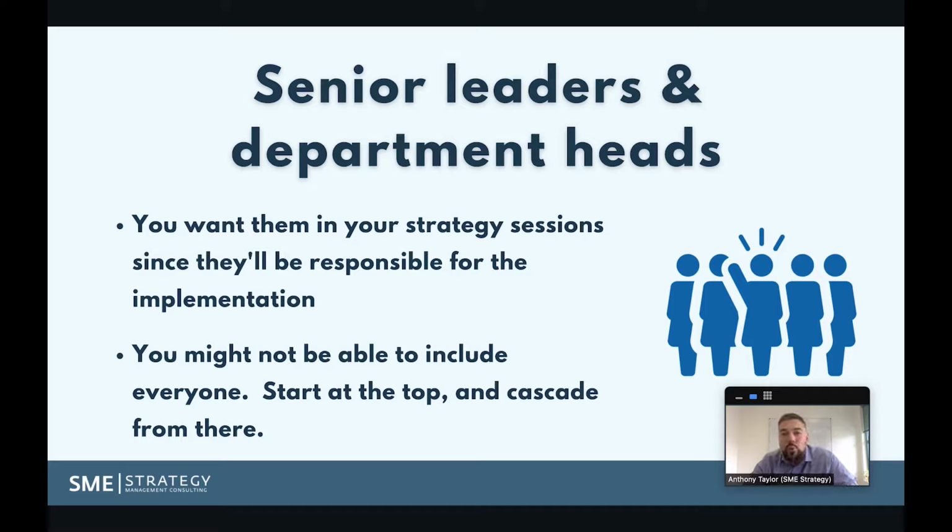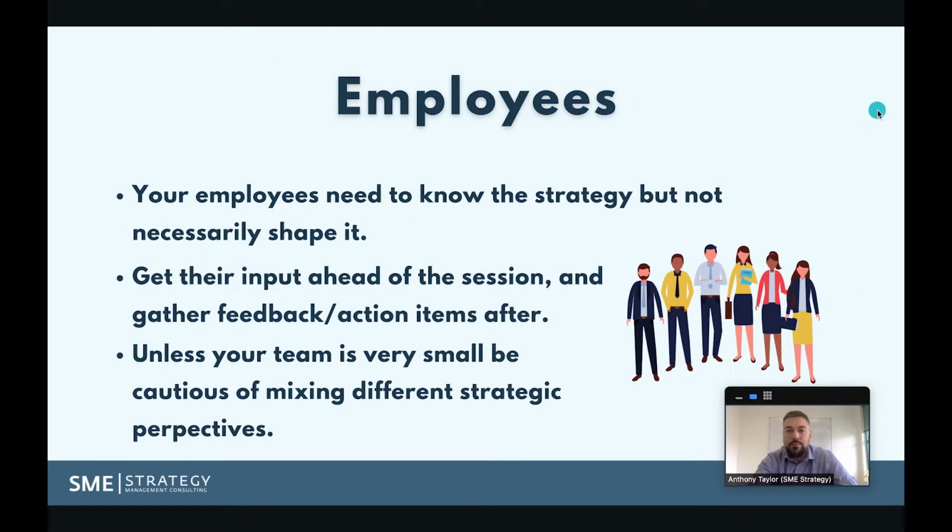You might not be able to include everybody. So you might have senior leaders, you might have department heads, you might have middle managers. Start at the top and work your way down. Be aware of who's responsible for setting strategy and get the most senior people at the table. You'll then want to cascade the plan and have your own department head strategies and middle manager strategies, but all of it aligns with that higher level. So consider stakeholder groups first, get your board members there, then senior leaders, then department heads.